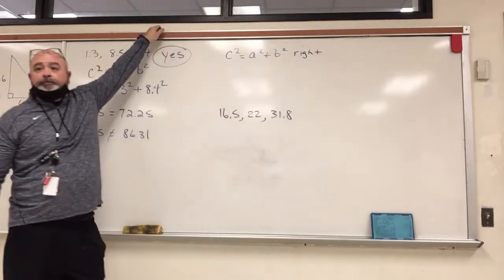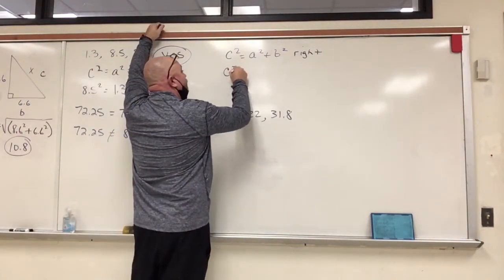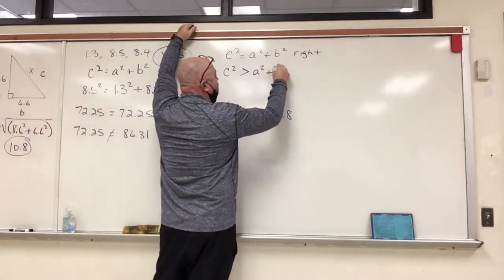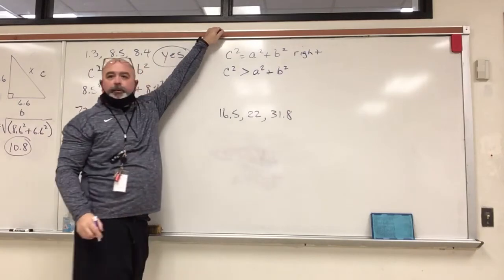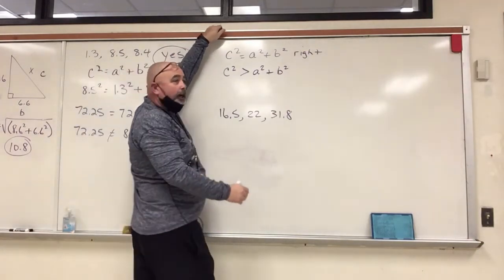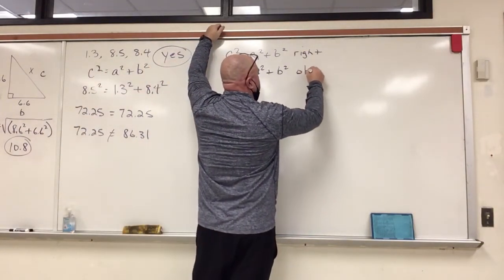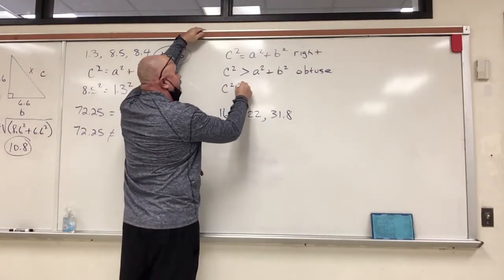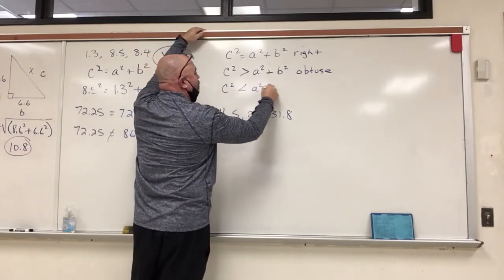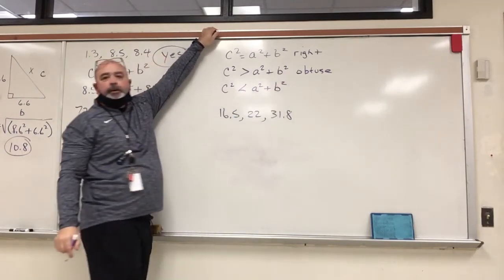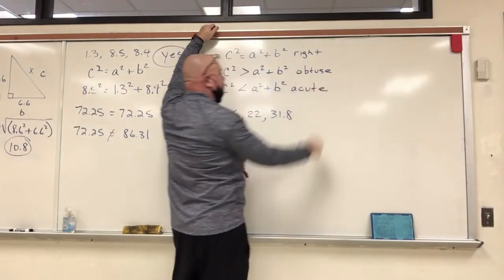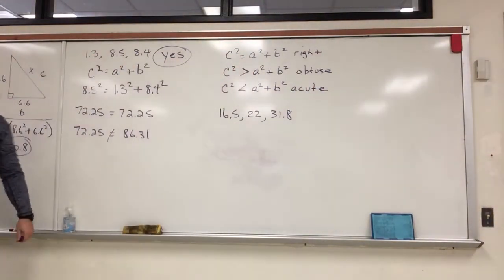If c squared is greater than a squared plus b squared, guess what type of triangle we have? Obtuse. And if c squared is less than a squared plus b squared, guess what type of triangle we have? Acute. All right? So all we gotta do is do numbers now.